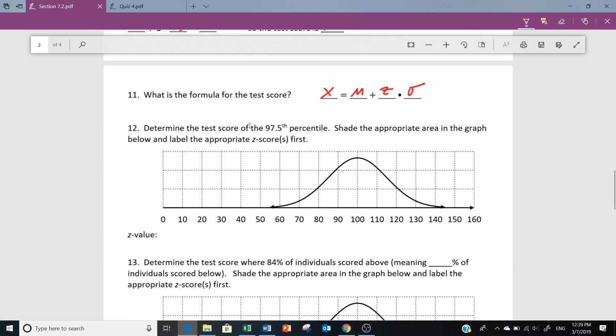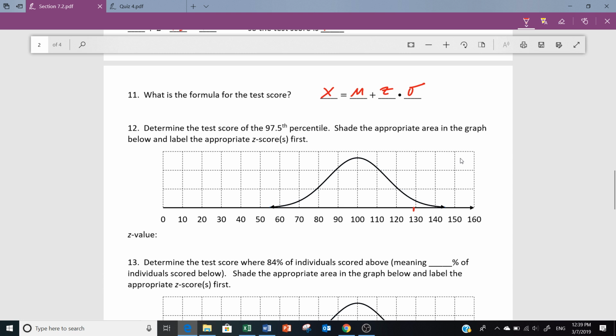Okay, determine the test score for the 97.5th percentile. So 97.5th percentile, that would mean that there's a certain percent to the left and a certain percent to the right. Let's do some shading. The 97.5th percentile is going to be somewhere around here.